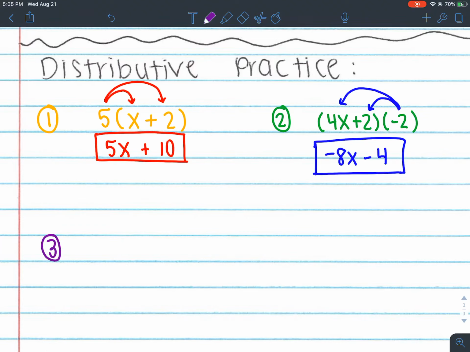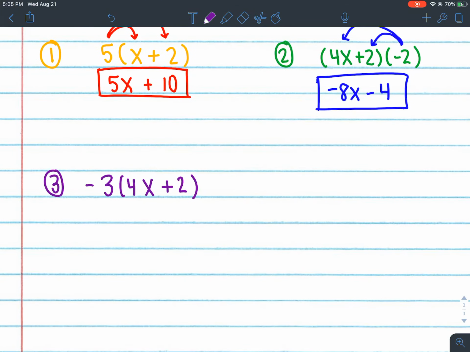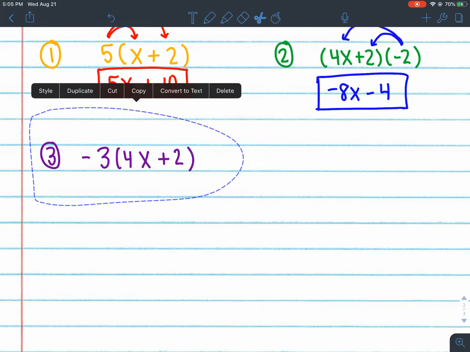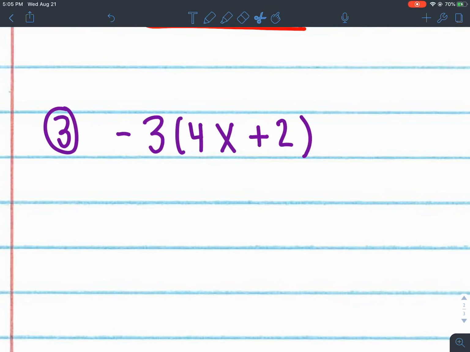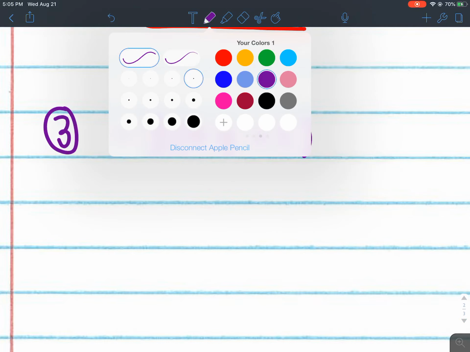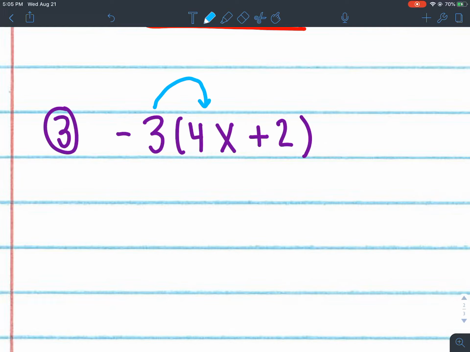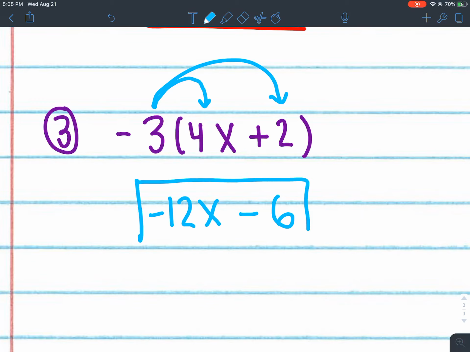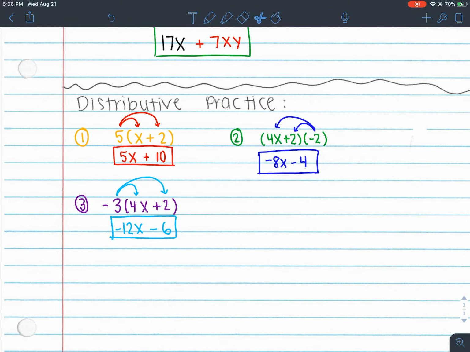Number 3. Negative 3 times 4x plus 2. I'm probably going to move this one up a little bit. Okay. Same process. How many terms are inside my parentheses? I have 2 inside my parentheses. 1, 2, right? That means I need to distribute 2 times. I'm going to distribute the negative 3 times 4x. So negative 3 times 4 is negative 12x. Negative 3 times 2 is negative 6. And that is my answer because I cannot simplify or combine any like terms. There's no like terms.